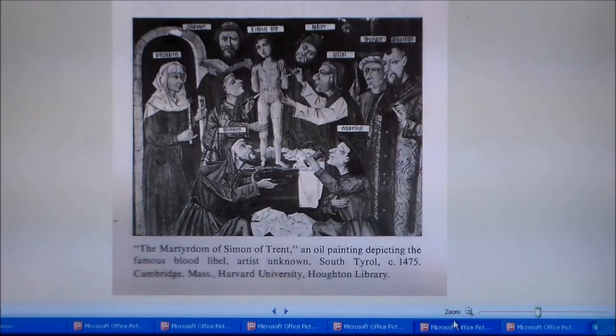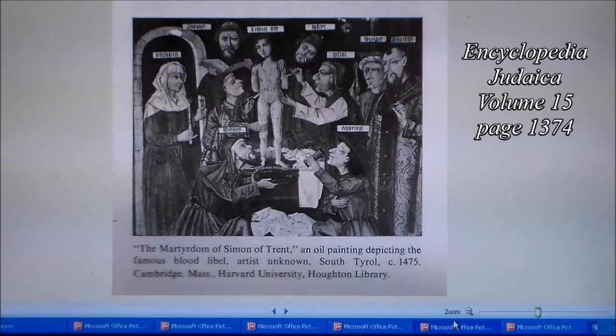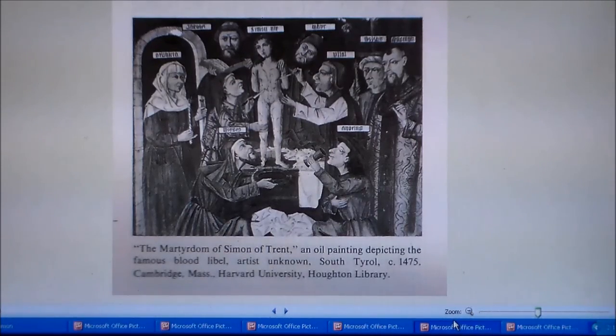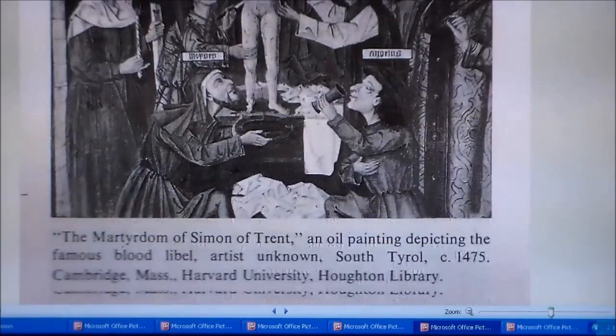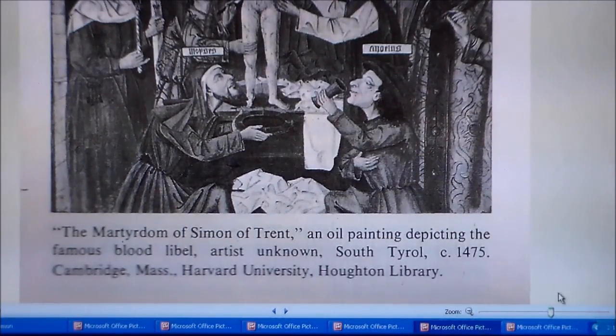The next entry I'm going to show you in this presentation comes from volume 15, Encyclopedia Judaica, page 1374. Let you look at it for a little bit here. And as usual, we're going to start off with the caption at the bottom. It says here, "The Martyrdom of Simon of Trent, an oil painting depicting the famous blood libel, artist unknown. South Tyrol, about 1475." And this particular oil painting is housed in Cambridge, Massachusetts, Harvard University, Houghton Library.